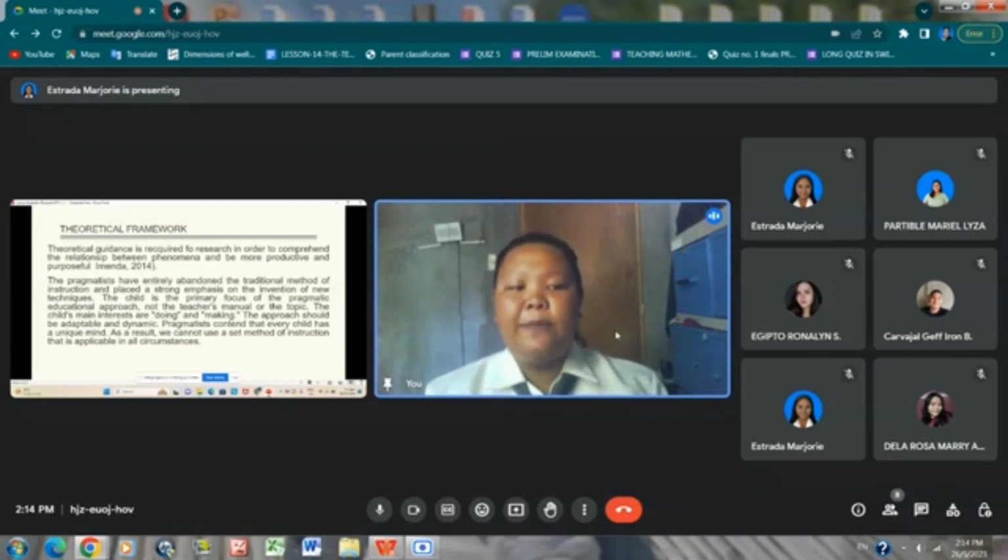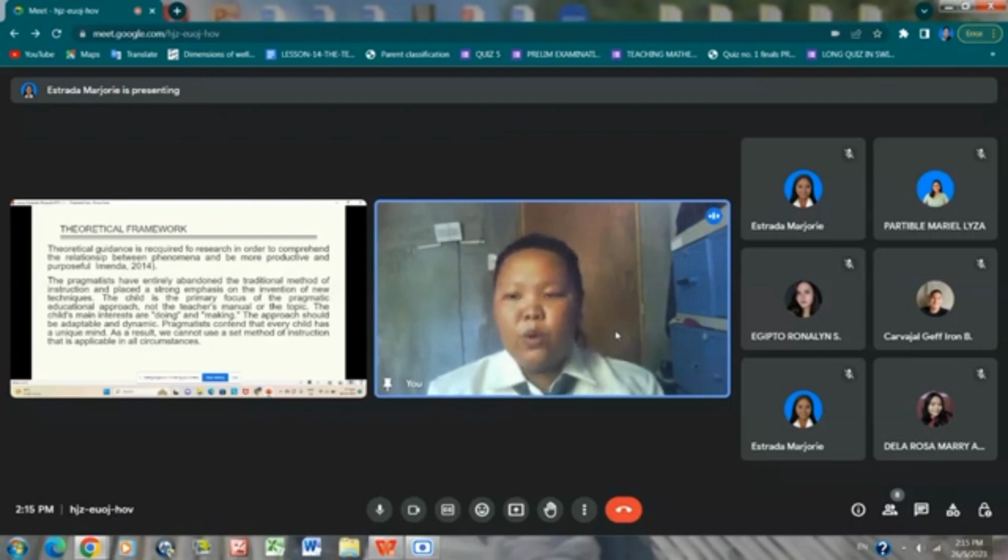The other theories, the pragmatists, have entirely abandoned the traditional method of instruction and place a strong emphasis on the invention of new techniques. The child is the primary focus of the pragmatic educational approach, not the teacher's manual or the topic. According to pragmatists, it is the responsibility of the teacher to foster an environment in the classroom where the students will be interested in finding solutions to the various problems they will encounter in real life. Teachers are seen by pragmatists as aides, mentors, and philosophers.